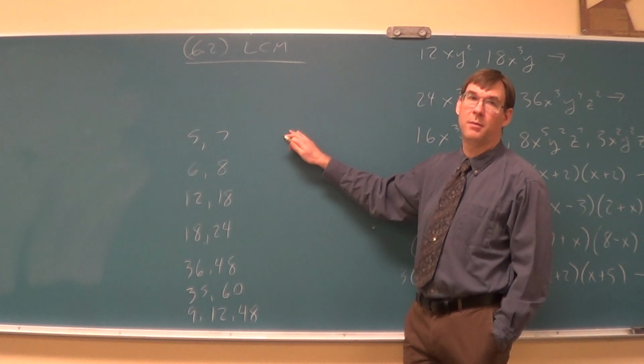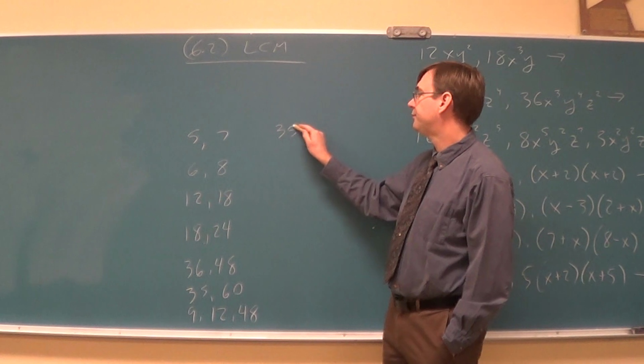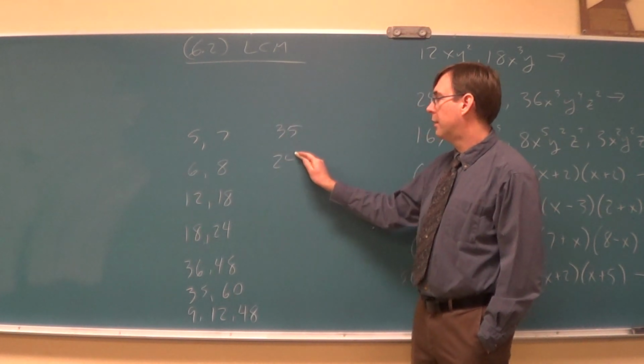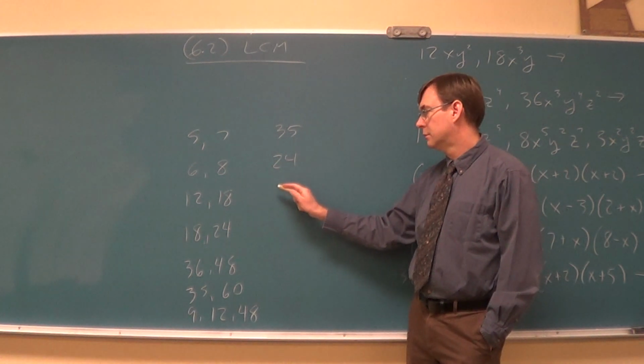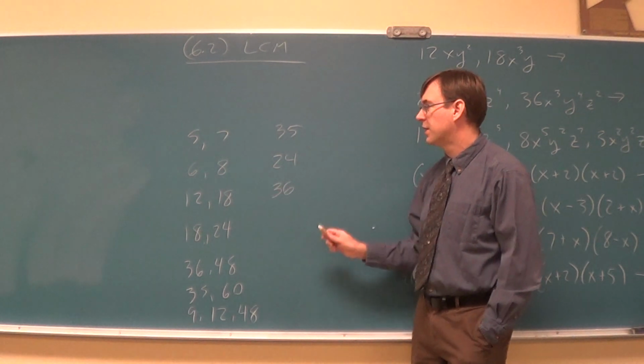Somebody on these tell me LCM is 35. This one would be a 24. This would be a 36, and then let's call it timeout and think strategy.